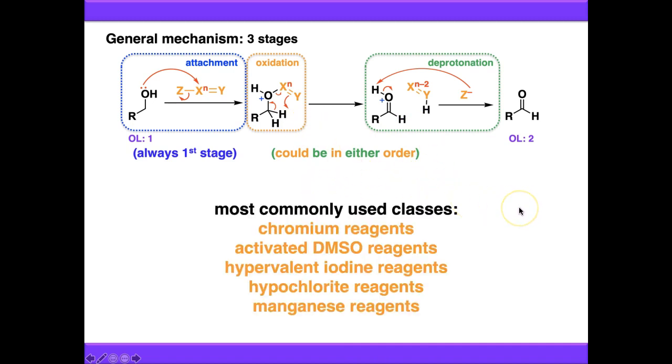Speaking of specific examples, these are 5 of the most commonly used classes of oxidizing agent for converting alcohols into aldehydes and ketones. And I'm going to discuss one specific example from each class. And we're going to map the mechanism of the specific example onto the general mechanism above, so I'm going to keep this here throughout the entire video.